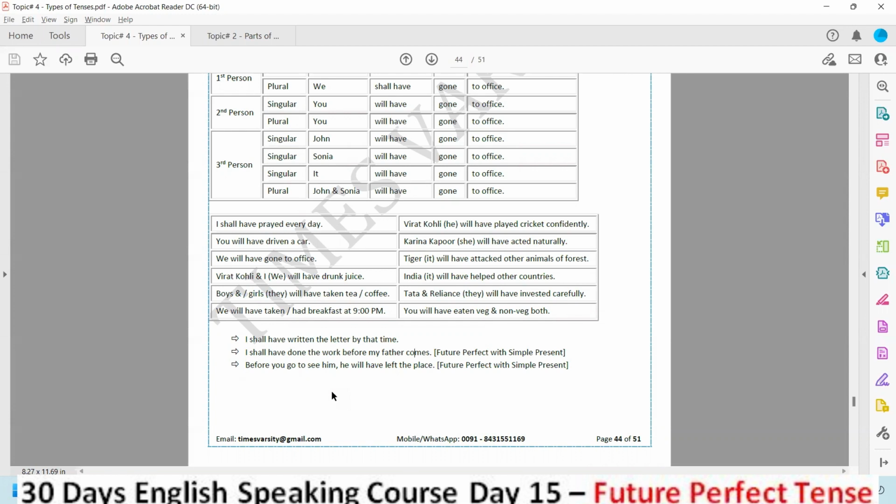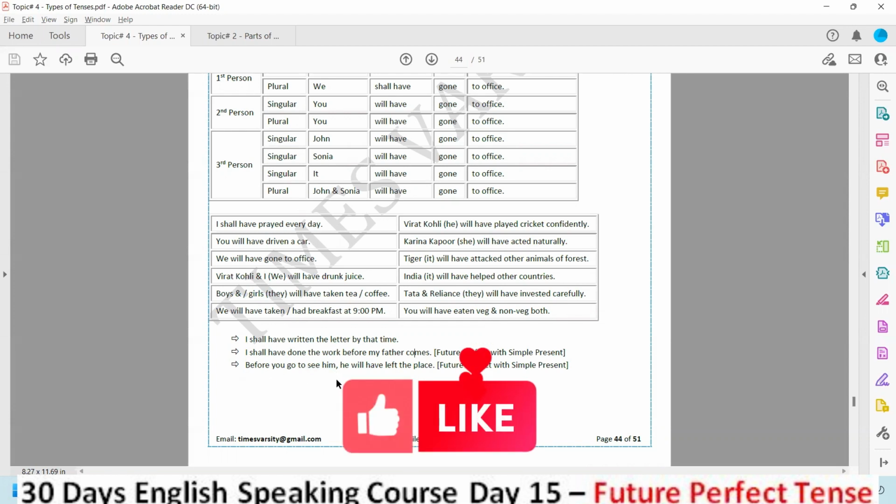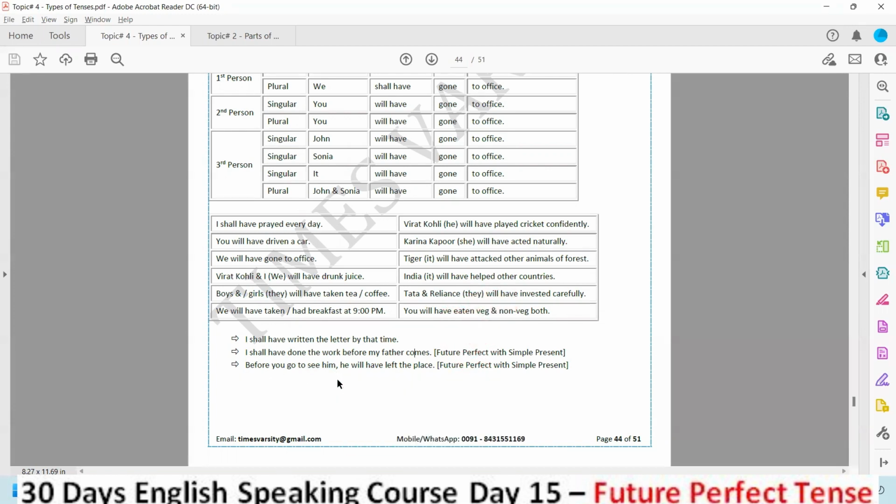आप उनको देखने से पहले वो जा चुके हैं. Before you go to see him, इससे पहले कि आप उसे मिलें, he will have left the place, वो जगह छोड़ चुका होगा. Okay, so see, let's see the translation.